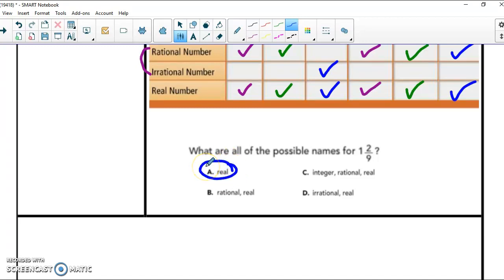Hopefully you circled real because every number we know is real. This is also rational, both rational and real, so I suppose we didn't have to circle that one. We could have identified this because 1 2/9 could be written as a mixed or an improper fraction. This, however, could not be an integer because of the fractional piece. And it cannot be irrational because we've already established it can be written in fraction form. So it is both rational and real.